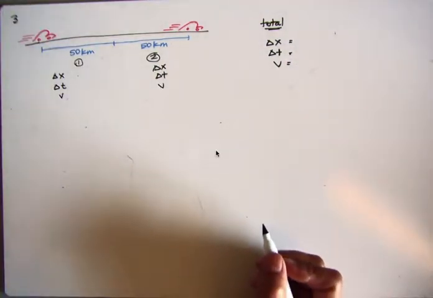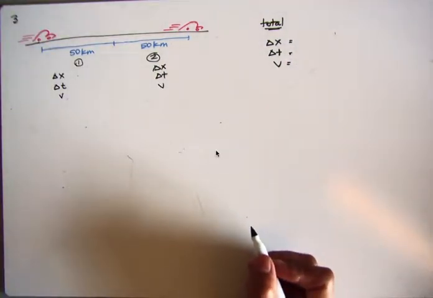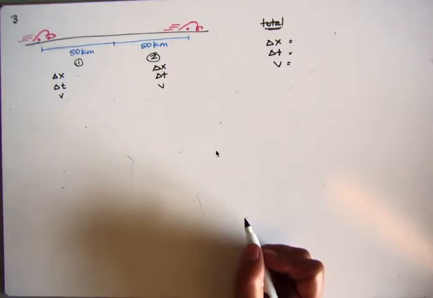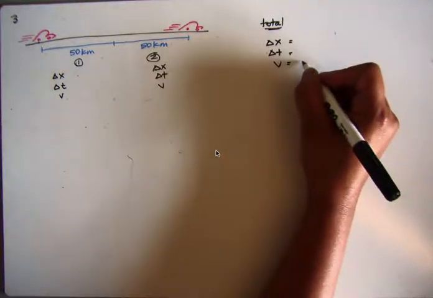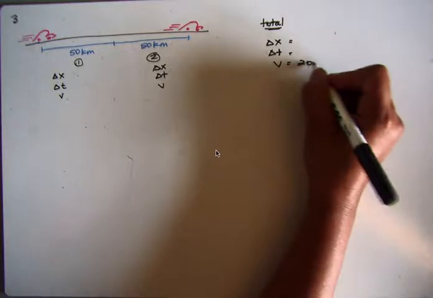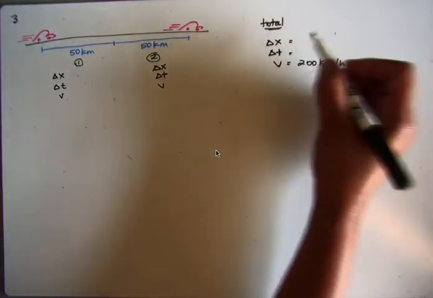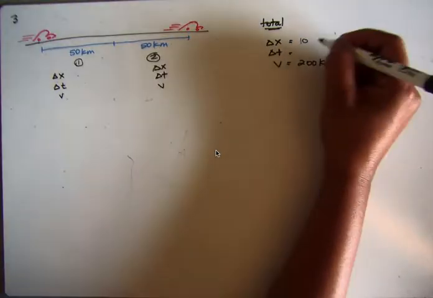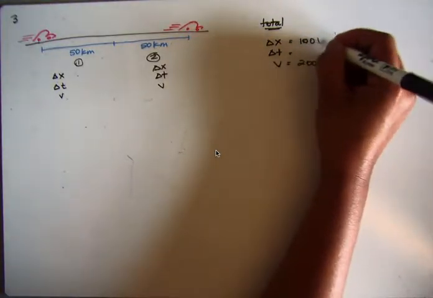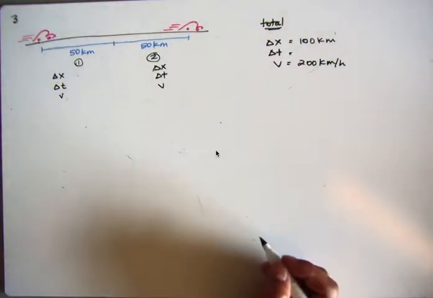It tells us that the race car driver must average 200 kilometers an hour to qualify for a 100-kilometer race. So the average speed for the whole thing has to be 200 kilometers per hour, and the race itself is 100 kilometers. Okay, so that we know.